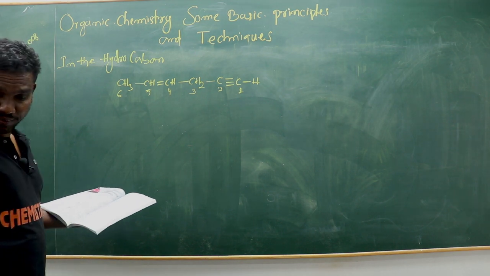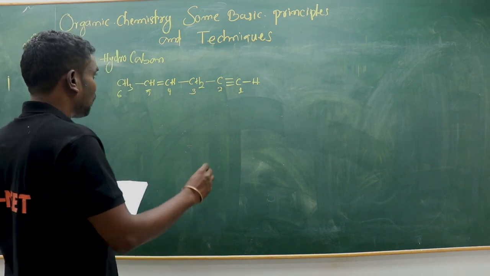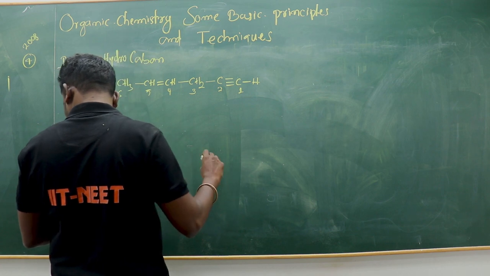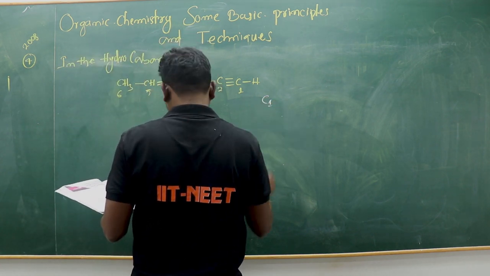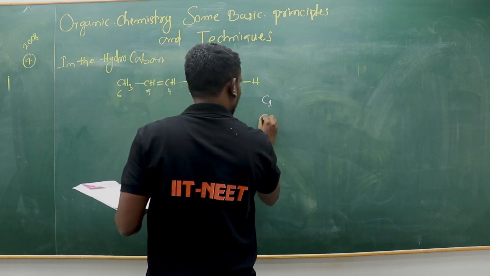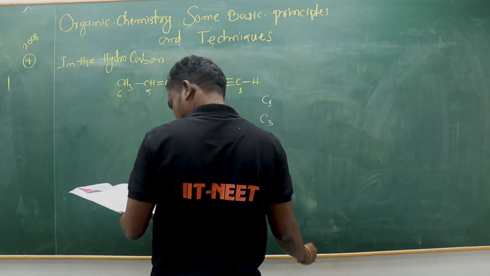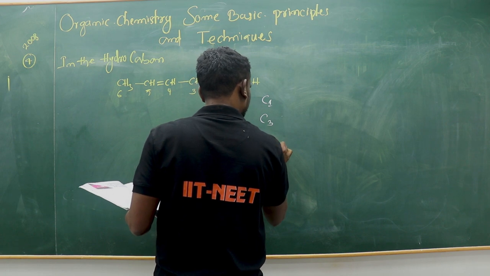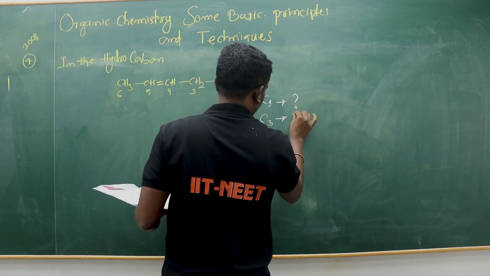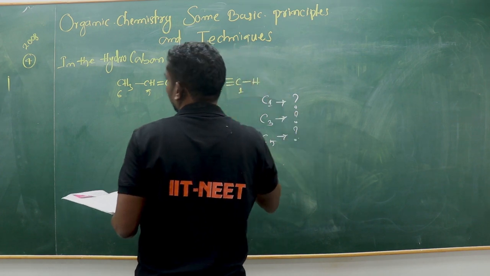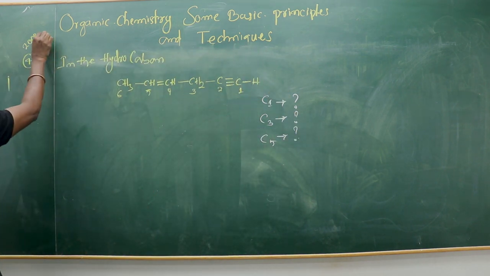Hybridization is asked. What is the hybridization of the first carbon, the third carbon, and the fifth carbon? That's all, beta. Pay attention, right? This question was asked in 2008.